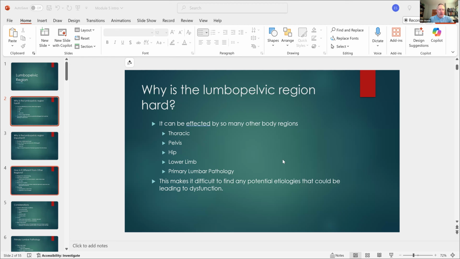That's one of the first things I'll do, is just to say, okay, is there dysfunction here? All right, good. There is. I got it. Now I know I can start looking at what are these other potential body regions that could be causing this problem, right?